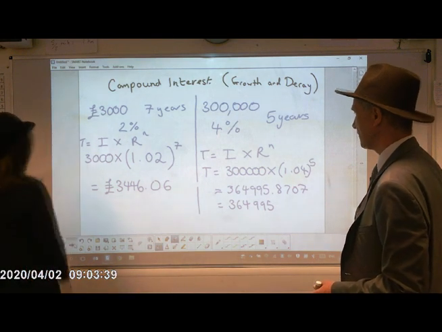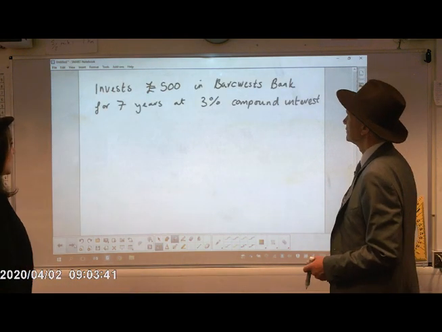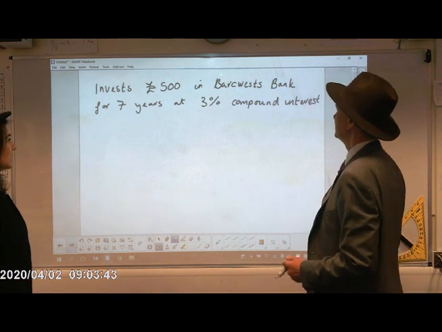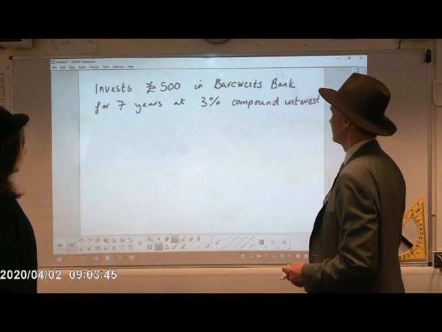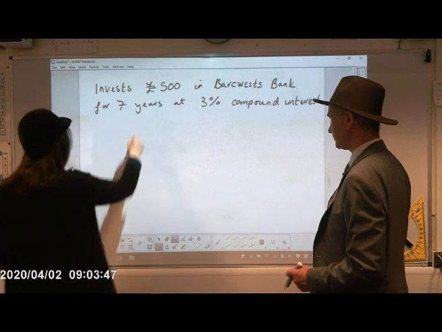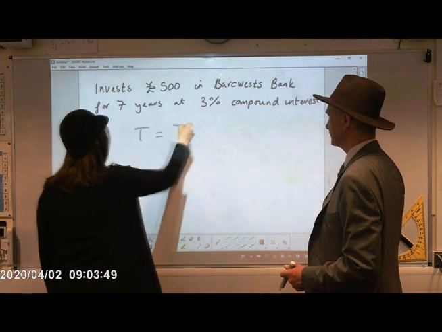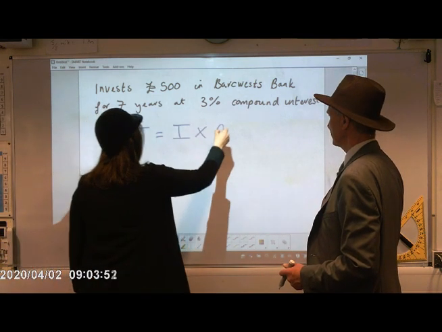So we're going to move on to an example involving money. We're going to invest £500 in Bark West Bank for 7 years at 3% compound interest. So let's do our formula. We're going to have our total equals our initial times by our rate to the number of years.